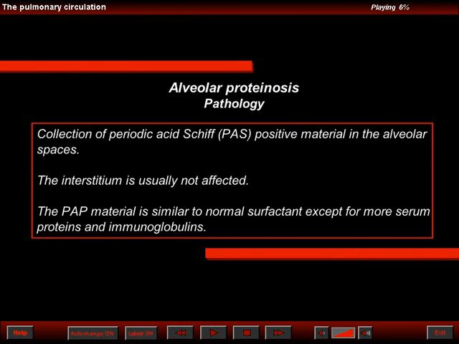When we stain these lungs with PAS, that is periodic acid-Schiff, this material appears of a pink color, and the pink color is limited to the interior of the alveolar structures. It is the only process that I know that is a pure alveolar process. There is no evidence of a thickening of the interstitium. There is no accumulation of abnormal cells in the interstitial portions of the lung. The pulmonary alveolar proteinosis material is similar to normal surfactant, except for more serum proteins and immunoglobulins.